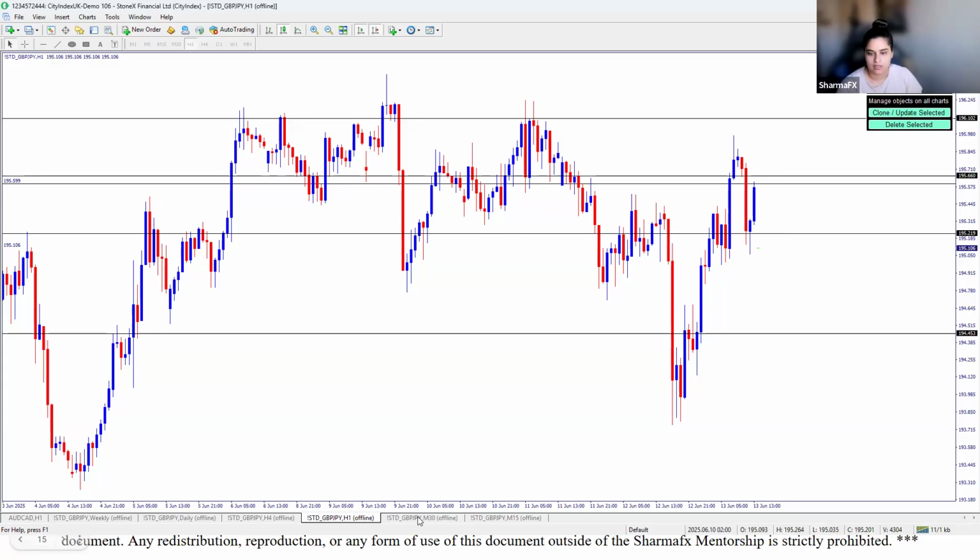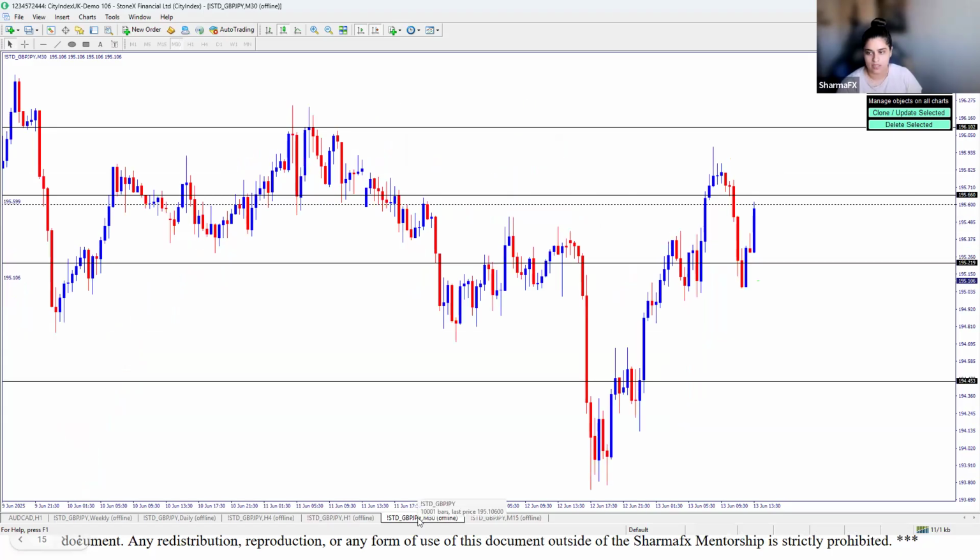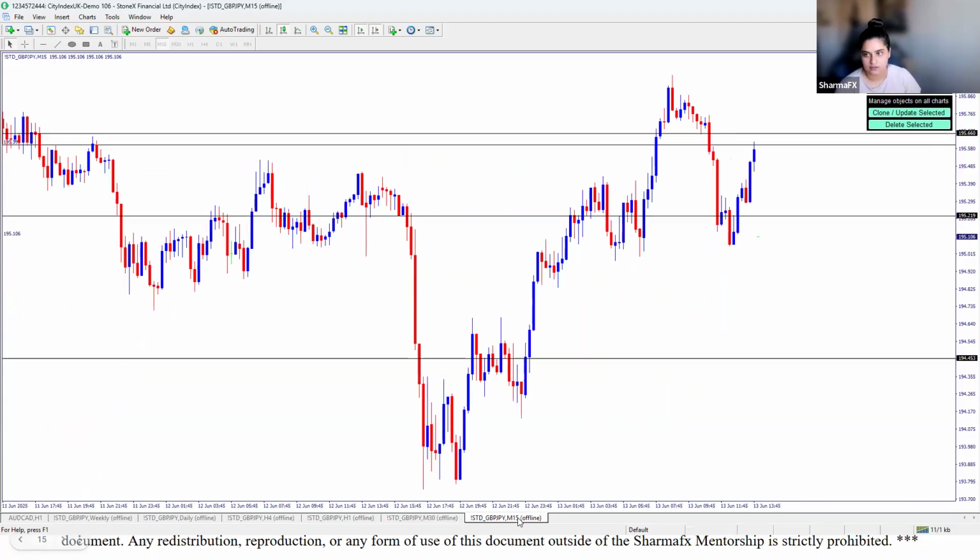Pretty good. Now we come onto the 30-minute time frame. And now I'm looking at the 30-minute time frame. We got a break and retest here. I come down to the 15. There's no resistance or support that I'm worried about just yet.